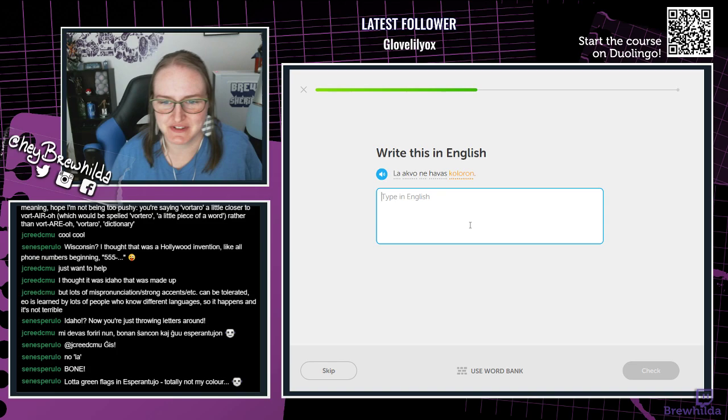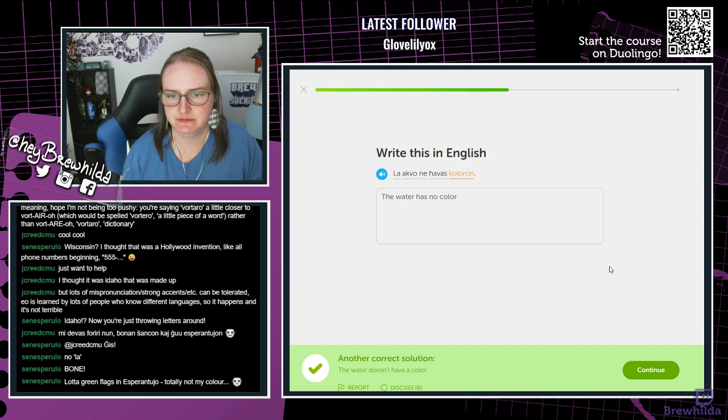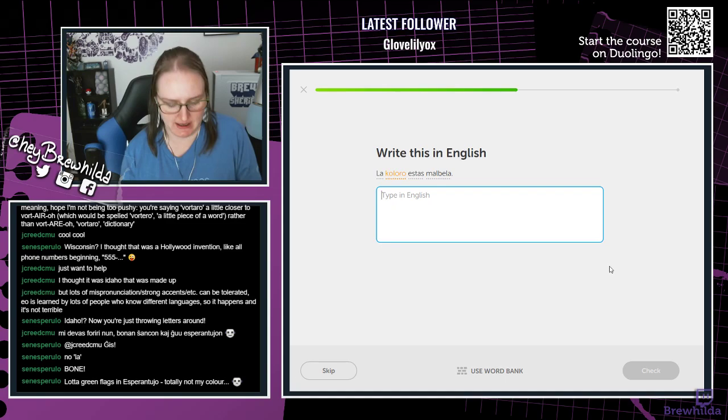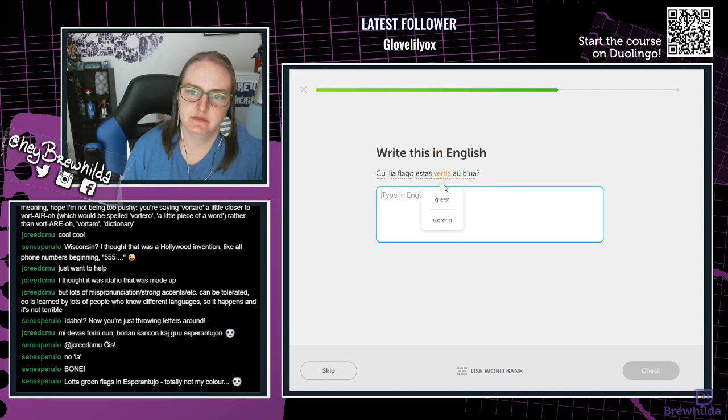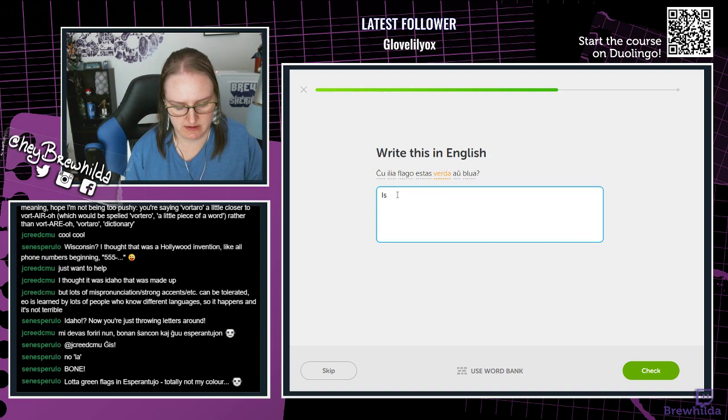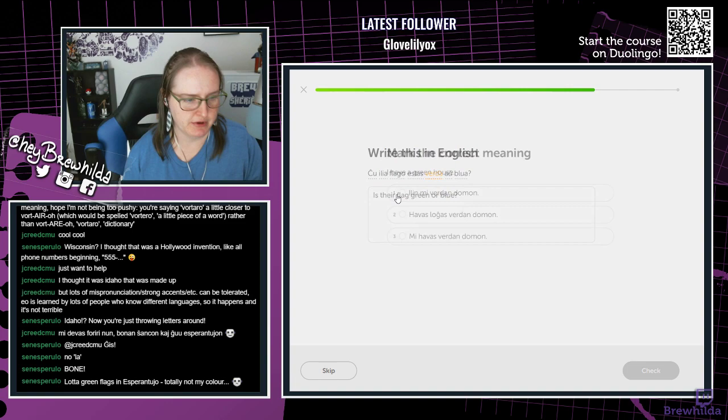The water. Is that gonna be color? The water has no color. La koloro estas malbela. The color is bad. Ugly. Ĉu ilia flago estas verda aŭ blua? Verda? Is their flag green or blue? Killing it through these flags, man.